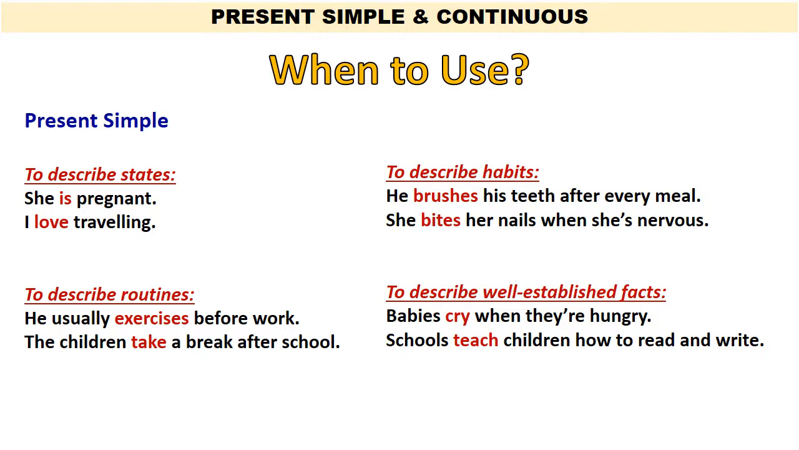And we use the present simple to describe facts which are well established. For example, babies cry when they're hungry. Another example, schools teach children how to read and write.